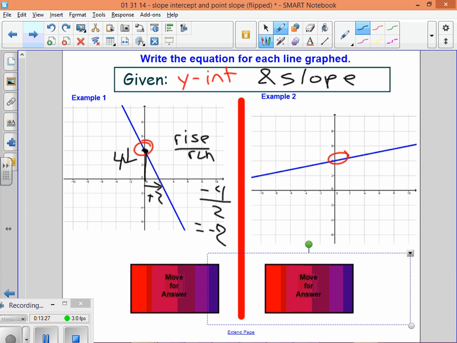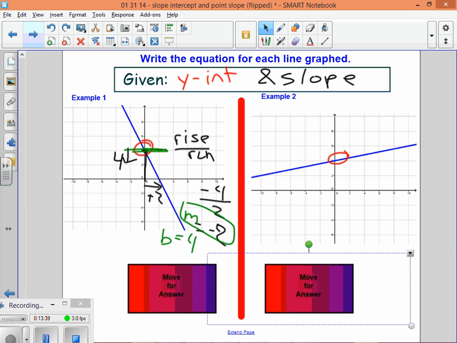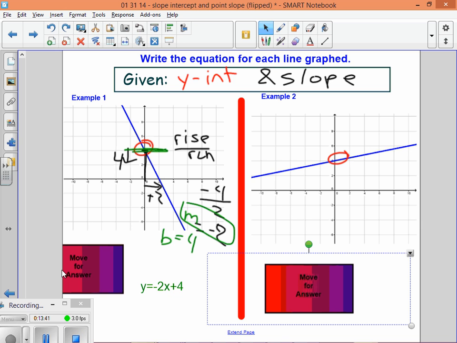The y-intercept is where it crosses the y-axis. That is right here, which is at 4. So my y-intercept equals 4. My slope equals negative 2. And so all I have to do is plug in slope and y-intercept to my formula. I get y equals negative 2x plus 4.